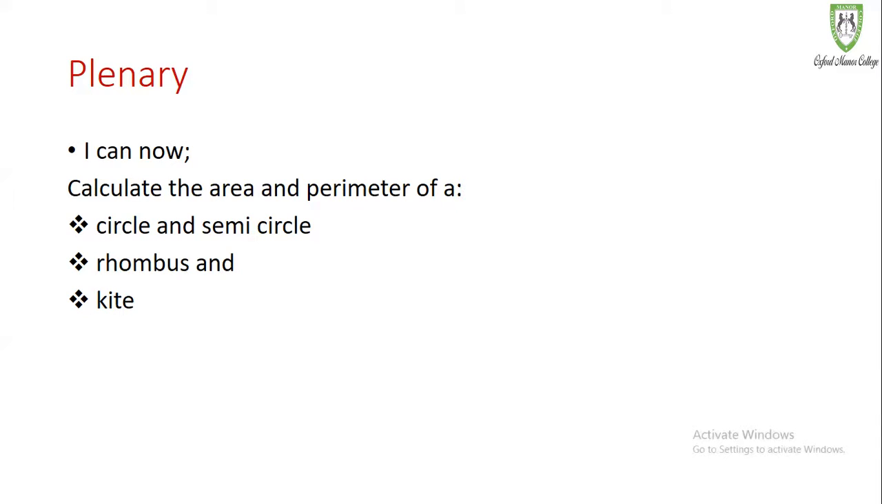the plenary for today, I believe we all can now find the area of a circle, which is pi r squared. Perimeter of a circle as 2 pi r or pi d. Area of a semicircle as pi r squared over 2, and perimeter of a semicircle as pi r plus d. Area of a rhombus as d1 times d2 over 2, and area of a kite as half times the base with the sum of the height multiplying.